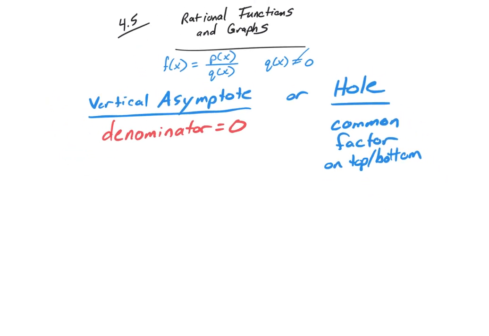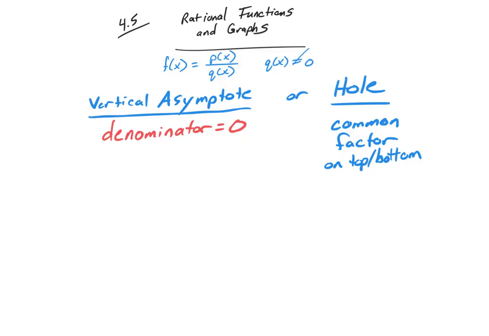And so what that means is maybe I have an x plus 3 on top, and an x plus 3 on bottom. If they have that common factor on top and bottom, then there would be a hole at that common factor, whatever that common factor is going to be. I would set it equal to 0 and find out what that hole is going to be. So that's going to be the first thing that we're going to look for today.